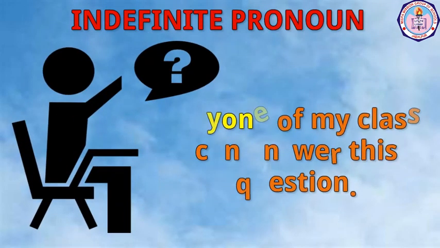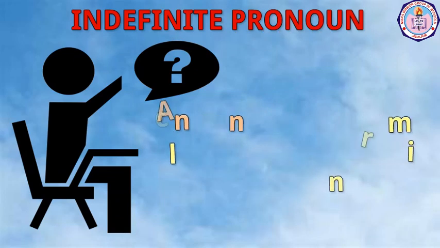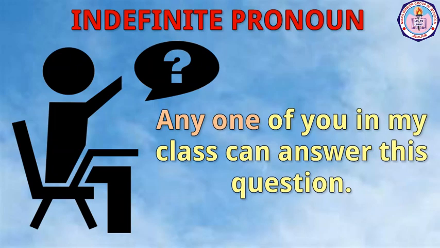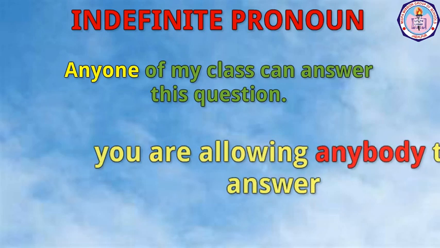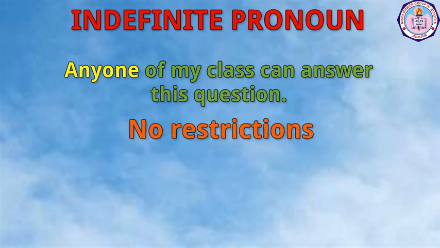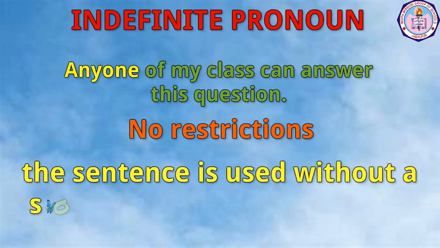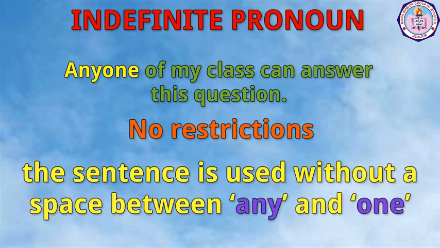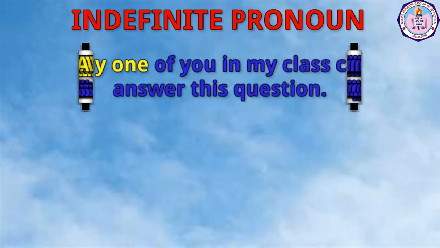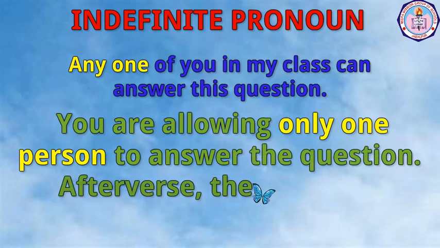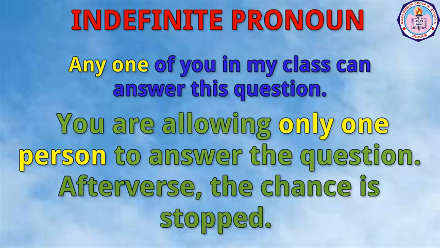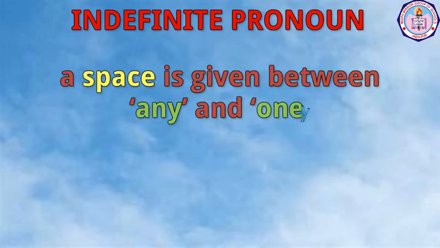Anyone of my class can answer this question. Any one of you in my class can answer this question. In the first sentence, you are allowing anybody to answer. No restrictions are imposed. It is allowed for one by one to answer the question. In such cases, the sentence is used without a space between any and one. Whereas, in the second sentence, you are allowing only one person to answer the question. Afterwards, the chance is stopped. In such cases, a space is given between any and one.